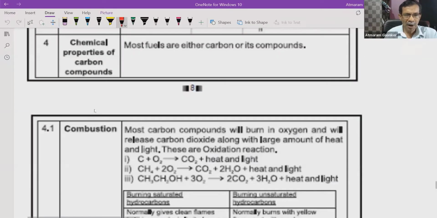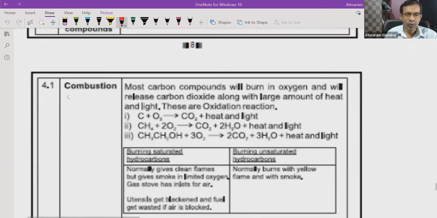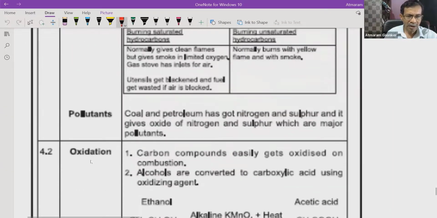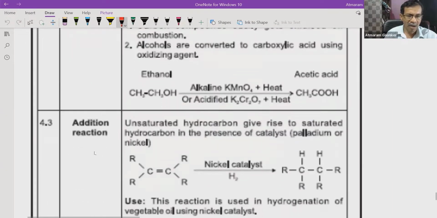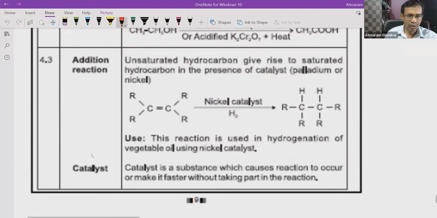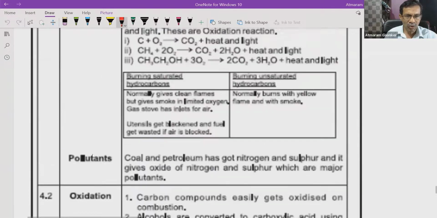The chemical properties are divided into 3. So first one is combustion, the second one is oxidation, third one is addition reaction. So they are divided into 3 categories.